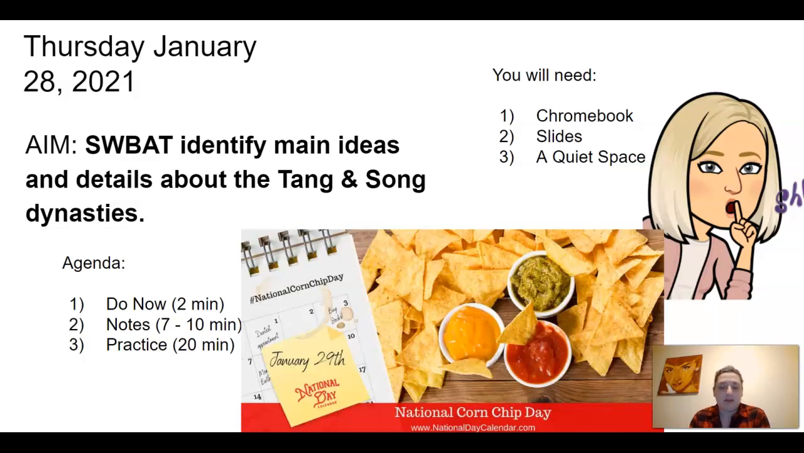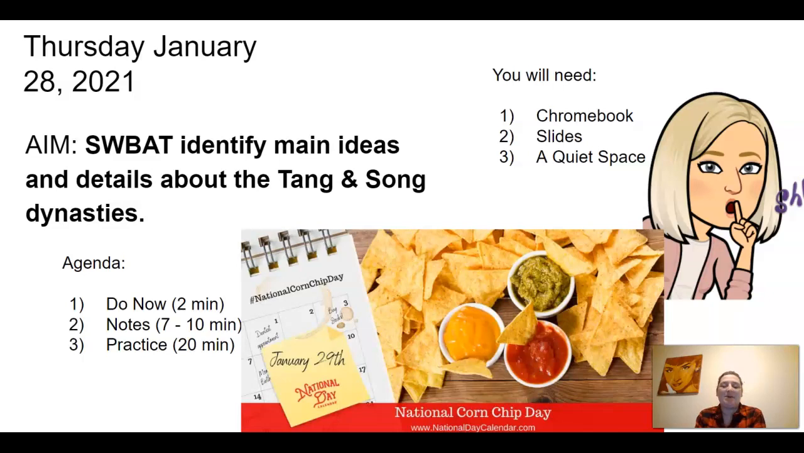I always get asked by students, Miss King, why do I have to know this? Why do we have to take tests? Why do we have so many quizzes? And we're going to actually talk about that today with the examination system that we're going to see in the Tang and Song dynasties, but it actually is a really great thing for the government. And so we're going to deep dive into that a little bit more today.